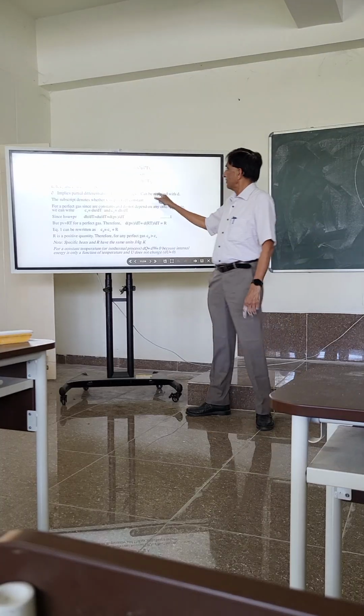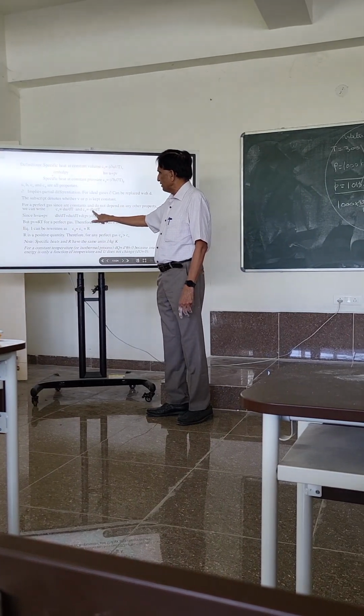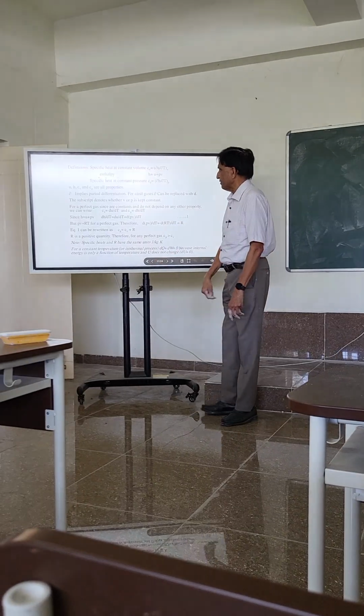So, for an ideal gas, you can always replace this partial derivative with the derivative dH by dT. That's what it is.